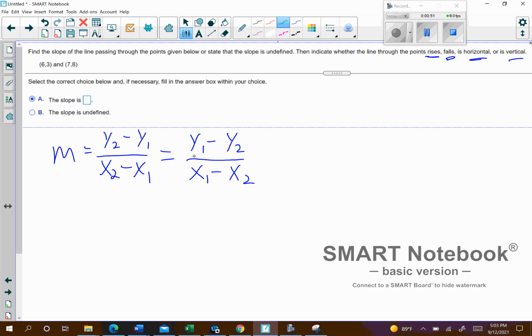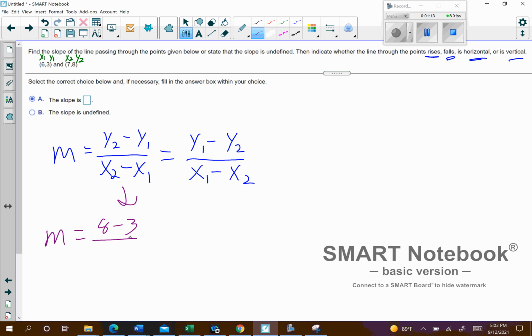So we'll want to go ahead and label. So this will be our first point. So we'll call that x1, y1, x2, y2. Once again, it doesn't matter which one I make the first and second point, just be consistent. X1, y1 go together, and x2 and y2 go together. All right, so I'm going to follow the standard formula right here. So let's see, this can be m equals 8 take away 3 over 7 take away 6. Okay, 8 take away 3 is 5. 7 take away 6 is 1.